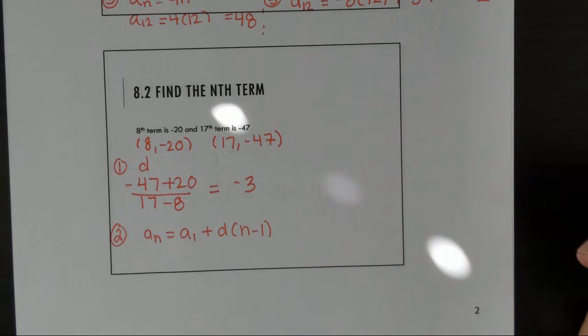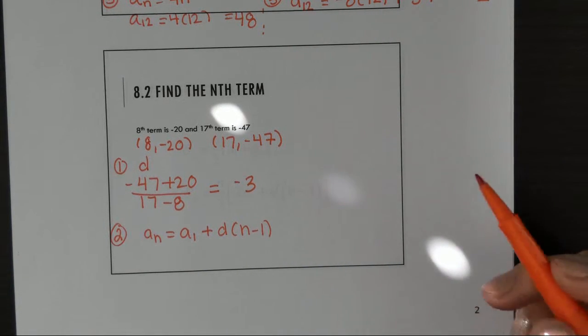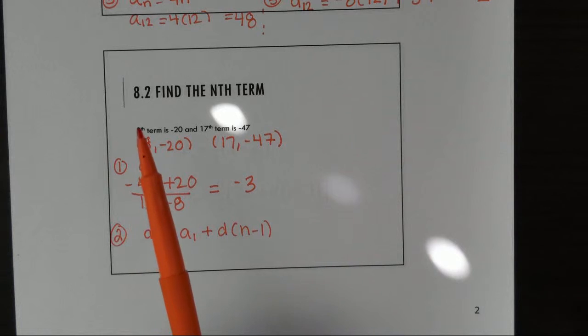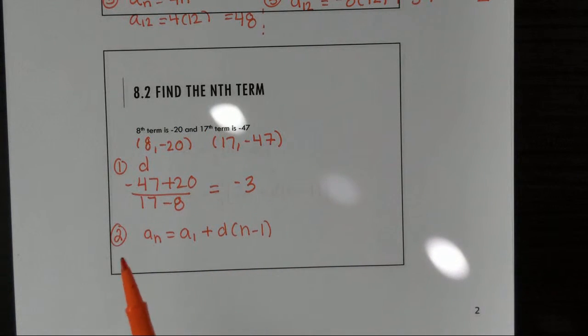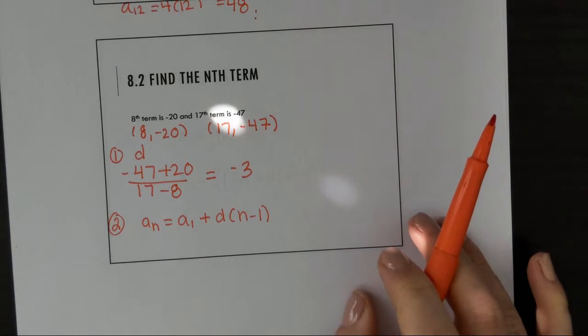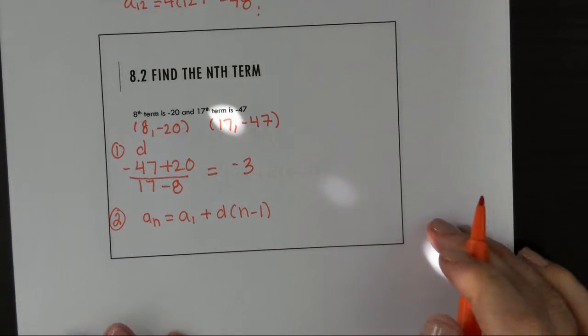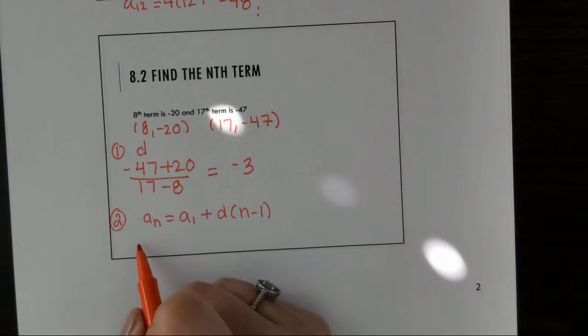But what we can do is plug in our 8th term, or the 17th term, into a sub n, and then we could also plug in whatever the term value is into n. So we're going to choose to plug in the 8th term. So our 8th term value is negative 20.